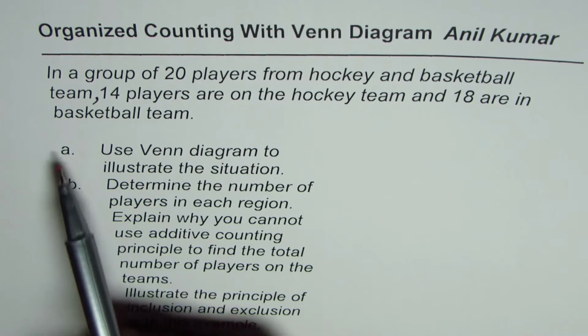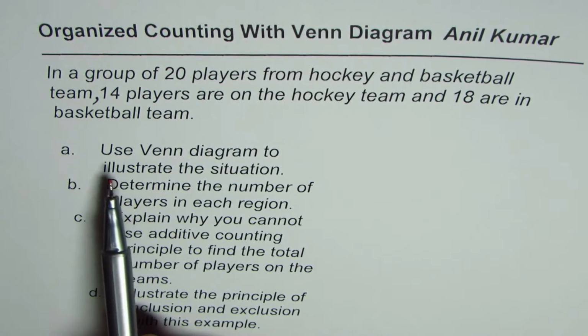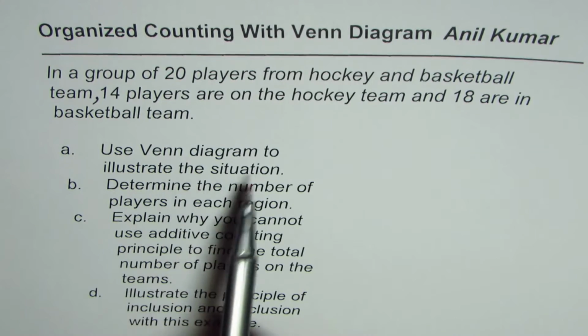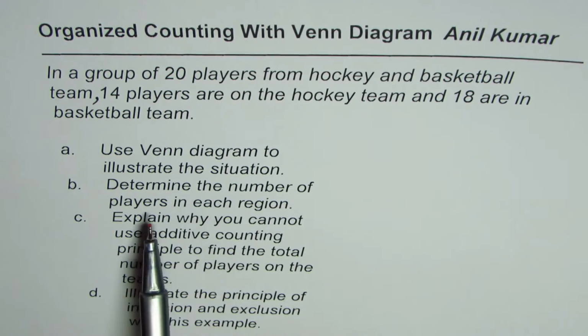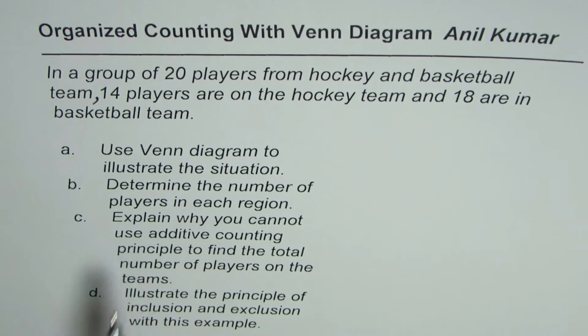Based on this information, we have 4 questions. Part A: Use a Venn diagram to illustrate the situation. B: Determine the number of players in each region. C: Explain why you cannot use additive counting principles to find the total number of players on the teams. And D: Illustrate the principle of inclusion and exclusion with this example.